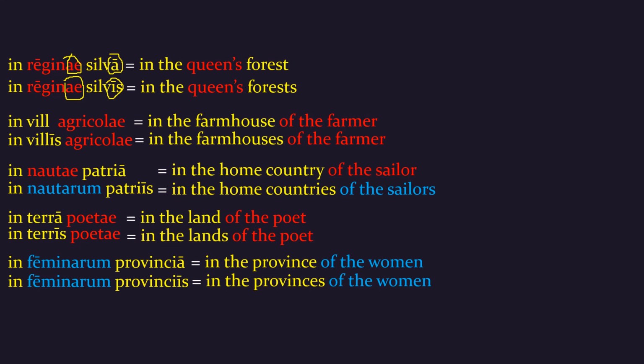In villa agricolae, in the farmhouse of the farmer, and in villis agricolae, in the farmhouses of the farmer. There's still one farmer. All we've done is we've gone from one villa to many. Next we have in nautae patria, in the home country of the sailor. In nautarum patriis, in the home countries of the sailors. And did you see what we did there? We went from talking about something that belongs to one sailor to something that belongs to more than one. And we went from talking about one home country to being in multiple home countries.